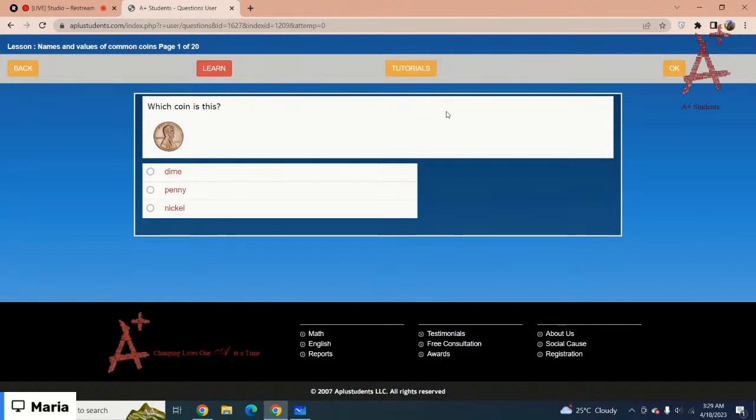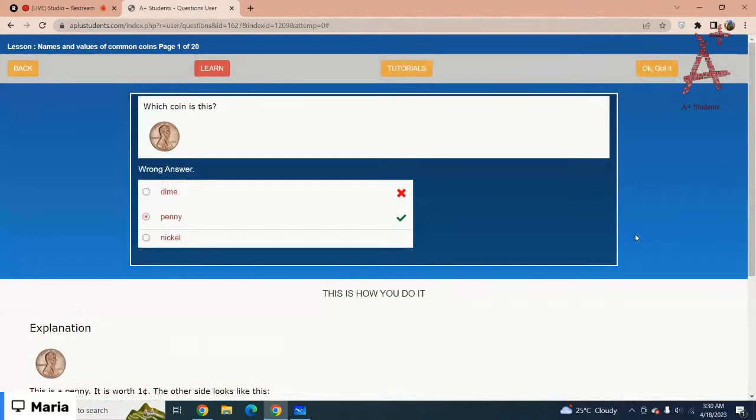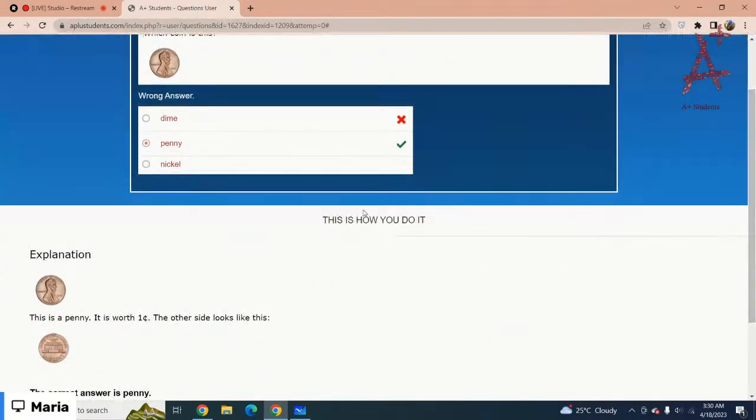That would be dime. Got it? That coin is the dime. Oh, that is penny. Got it? I am not sure about these coins. So this one is penny, so and the penny is worth one. Got it? One penny.